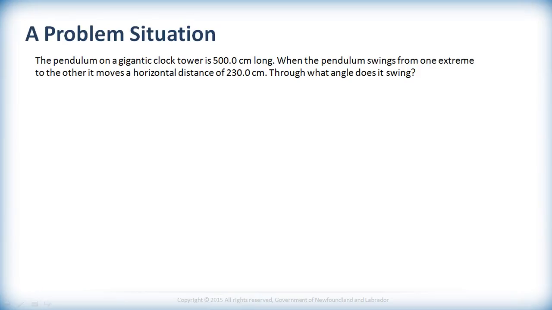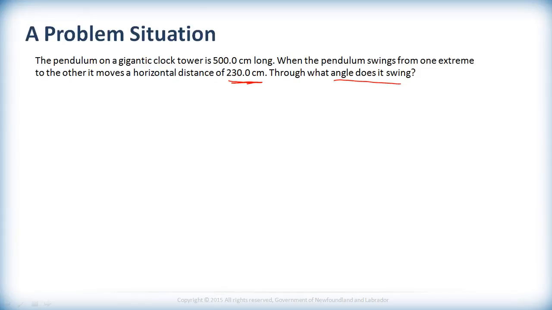So here's the problem situation that we have to tackle for this one. What we're worried about is the pendulum on a gigantic clock. Wow, that sounds kind of cool. It's 500 centimeters. It's a 5-meter long pendulum. This is a very big clock. It says when the pendulum swings from one extreme to the other, it moves a horizontal distance of 230 centimeters. Okay, that's a horizontal distance, so that's just strictly horizontally back and forth. Through what angle does it swing?